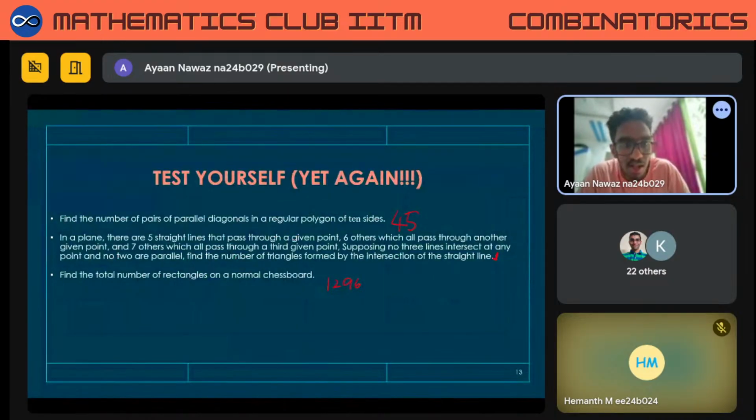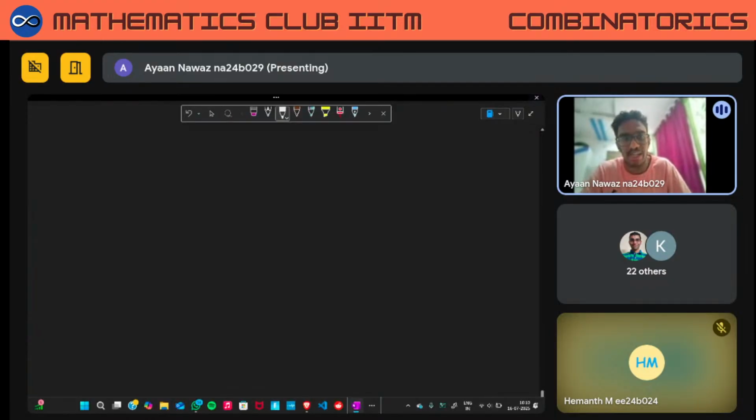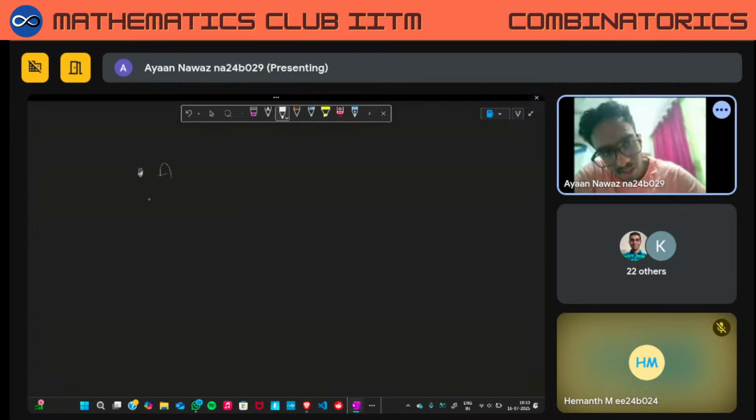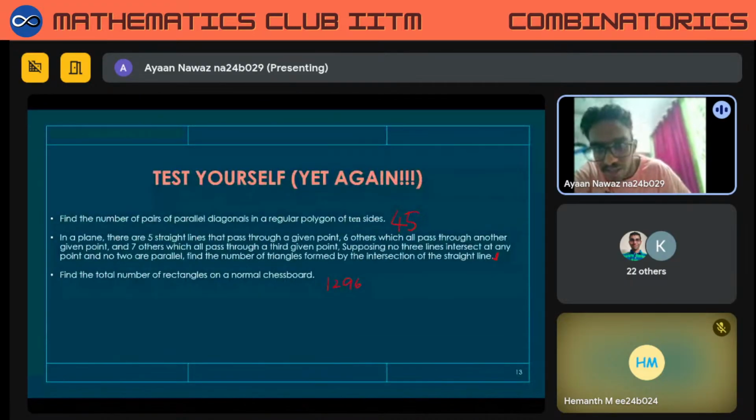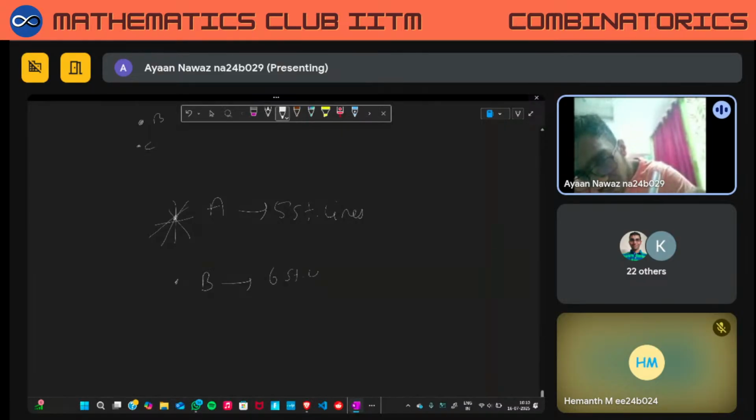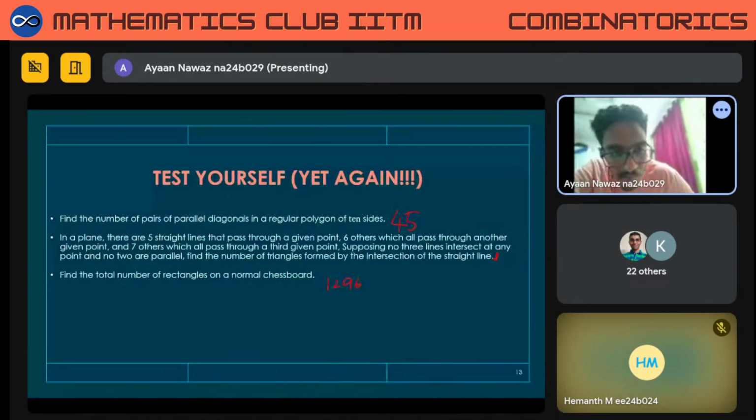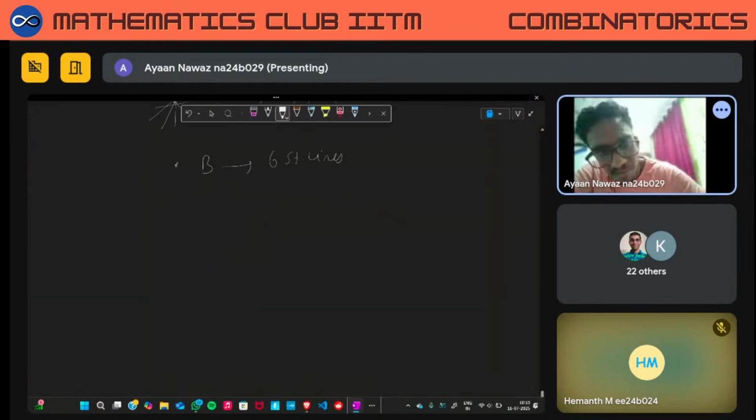The question is, there are five straight lines that pass through a given point. Just for convenience, we'll name the first point as point A, the second point as point B, the third point as point C. So there are five straight lines that pass through point A, right? 1, 2, 3, 4, and 5. This is point A and there are 5 straight lines passing through this point. Point B, there are 6 straight lines passing through point B. And 7 pass through point C.